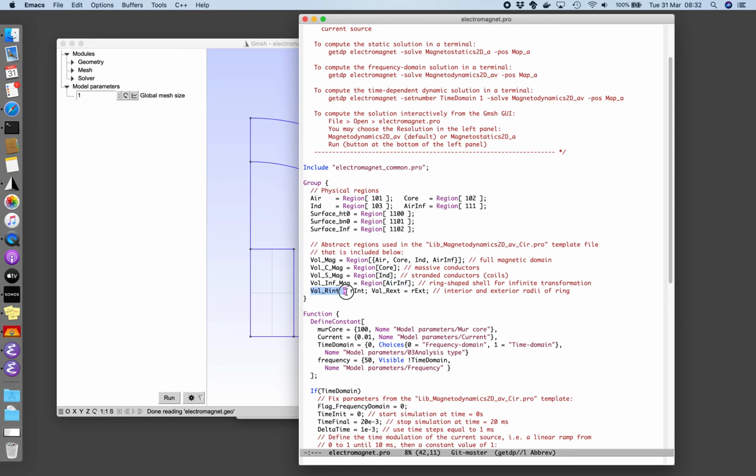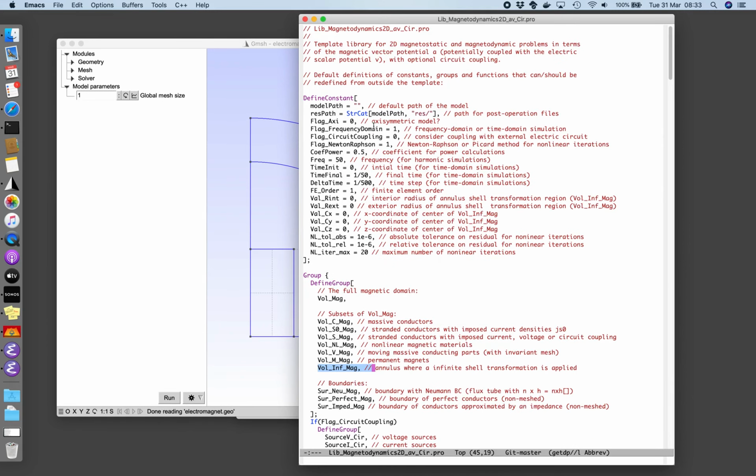And then we define these two parameters for the internal and external radius based on what we included from the common file. Okay, that's it for groups. What else do we need to do? Well, you remember in this template we have some constants. Let's have a look at the beginning.